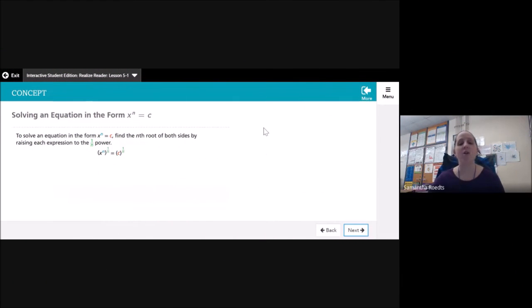All right, so concept. Solving an equation in the form x to the nth equals c. To solve an equation in the form x to the nth equals c, I find the nth root of both sides by raising each power to the 1/nth power. So x to the nth to the 1/n equals c to the 1/n power.